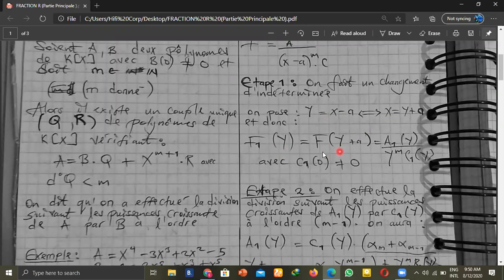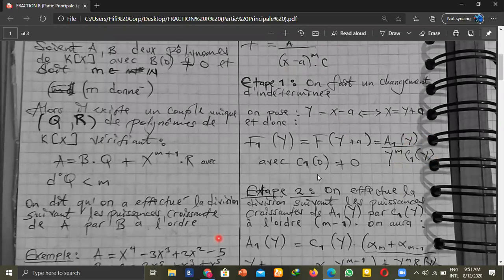So where there's x, we're going to put y plus a. So a of y, and then this whole thing is standing for y, since we said x minus a is equal to y. So this whole thing here will be equal to y to the multiplicity m. This is why we have y^m. Our C1, we're going to put y inside, and then we're going to distribute it. And then we're just going to divide this A of y with C1 of y.